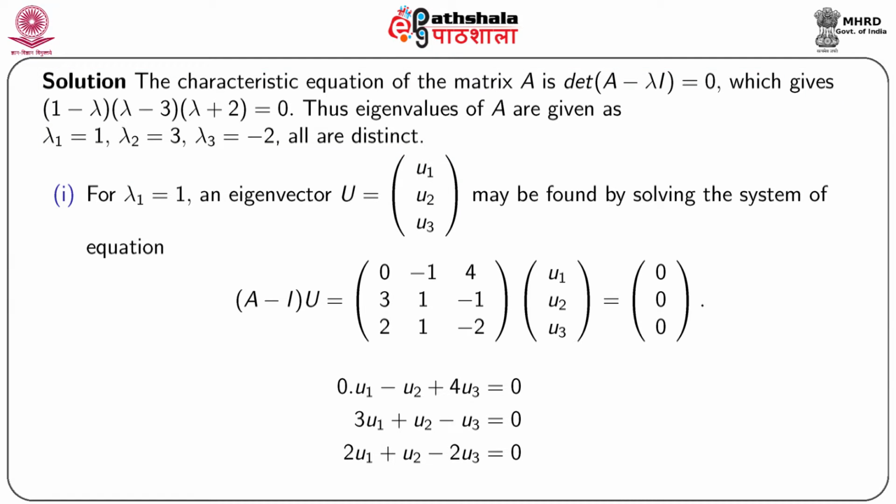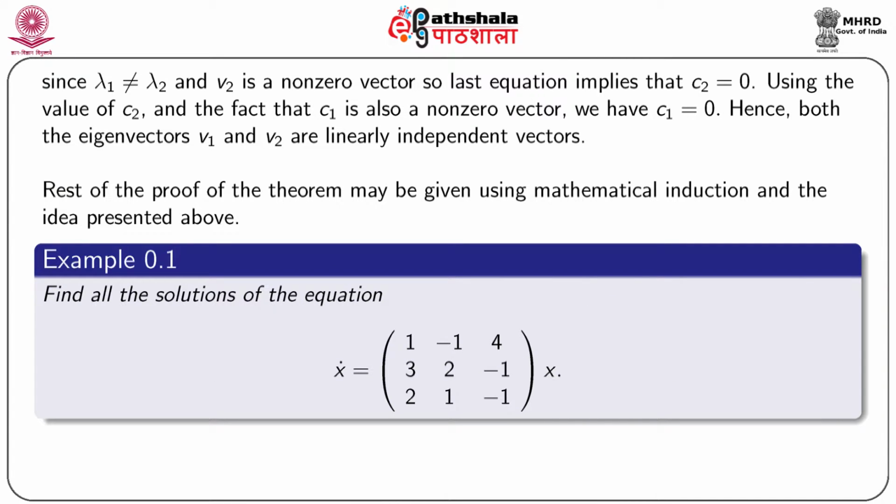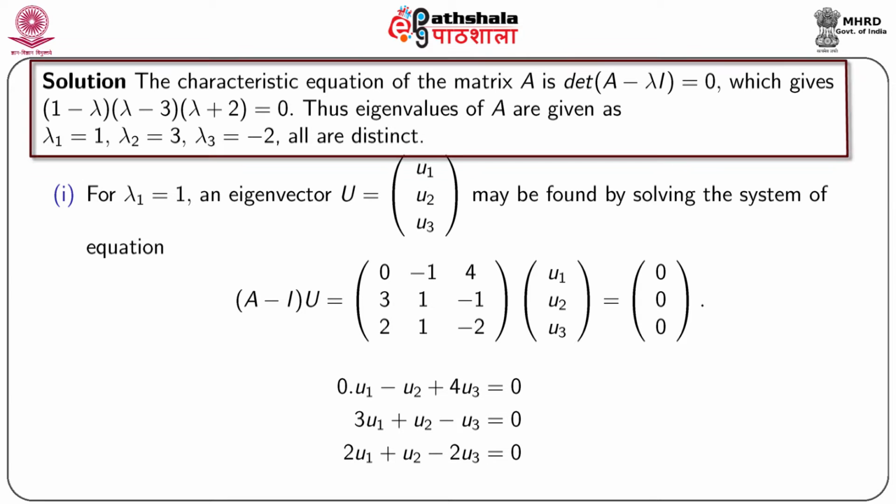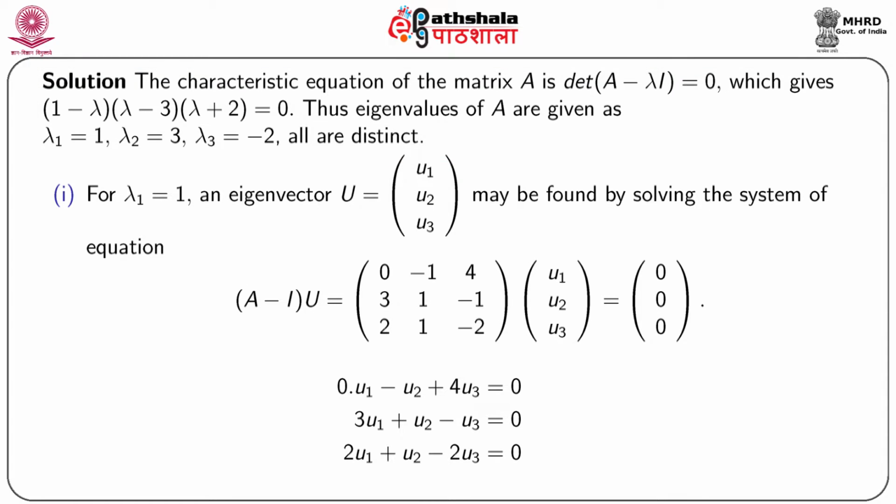And if you do that, you will get the determinant 1 minus lambda, minus 1, 4; 3, 2 minus lambda, minus 1; 2, 1, minus 1 minus lambda is equal to 0. And if you expand that determinant and simplify, you will get it in the form 1 minus lambda, lambda minus 3, lambda plus 2 equal to 0. And this characteristic equation actually gives your eigenvalues, and the eigenvalues in this case are 1, 3 and minus 2, and all are distinct. We will now calculate the eigenvectors corresponding to each of these eigenvalues, lambda 1 equal to 1, lambda 2 equal to 3 and lambda 3 equal to minus 2.